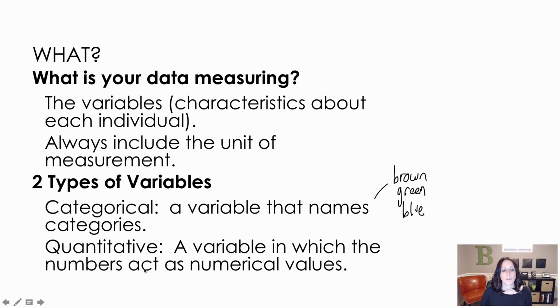Quantitative means that we're measuring an actual value as a numerical value. So it's important to understand the difference between these two, because for quantitative, you should have a label for sure. But if you're dealing with categorical, of course, you're probably not going to have a label.